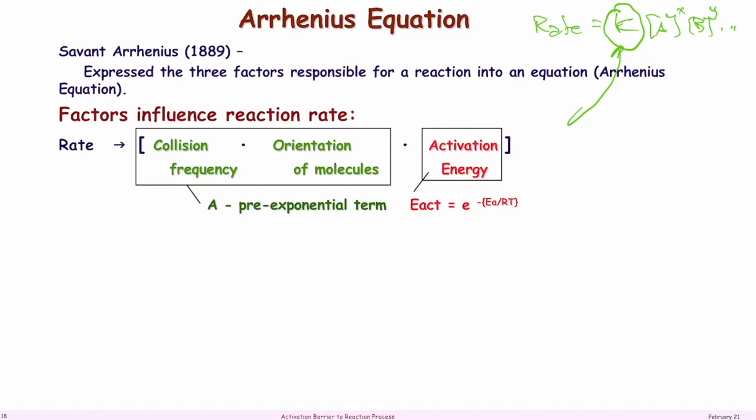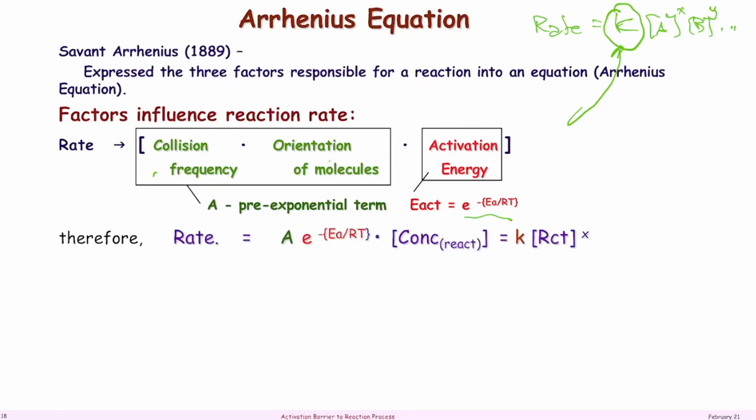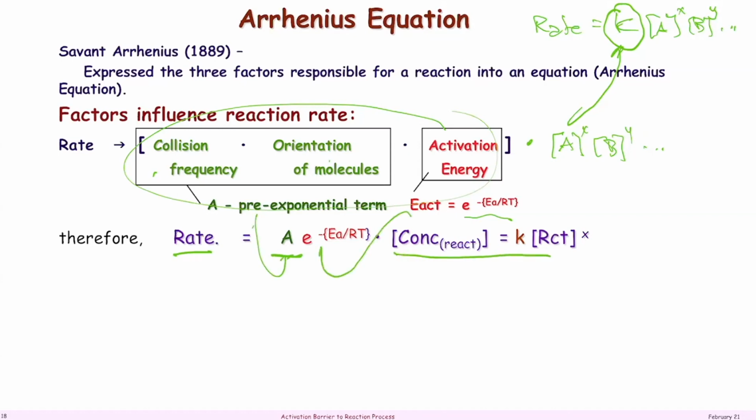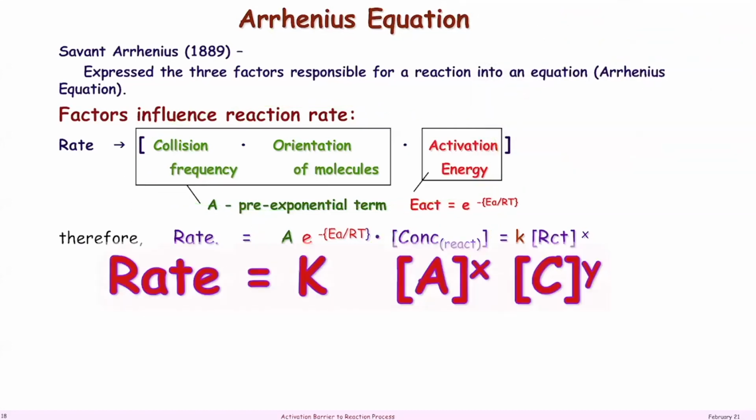Okay, so the rate is going to be equal to the collision frequency and the orientation, and that's the pre-exponential factor, and then the activation energy term, which is this right here, times the concentration of A taken to the x power, concentration of B taken to the y power, etc. This right here is your k value. If we expand that, rate is equal to A, that's your pre-exponential factor, times e to the activation energy term, and these right here are your concentrations. Basically, k is the pre-exponential factor A and the activation energy term, and then these are the concentrations. That's your Arrhenius equation.